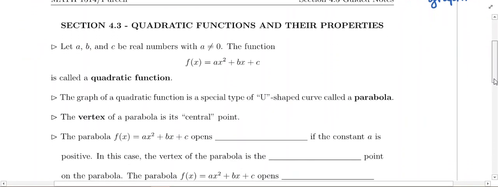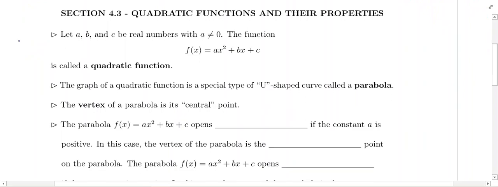The first bullet point on here is basically going over what I just said. It's telling you how a quadratic equation or function is defined. It says let a, b, and c be real numbers with a not equal to 0. The function y equals f of x, which is equal to a times x squared plus b times x plus c, is called a quadratic function.